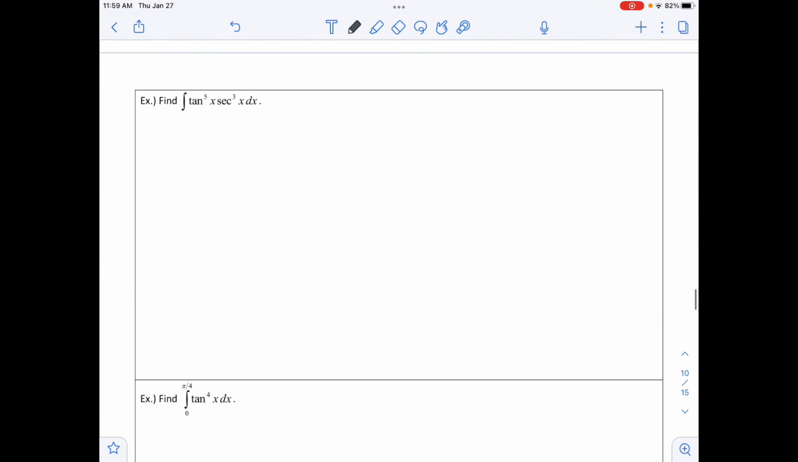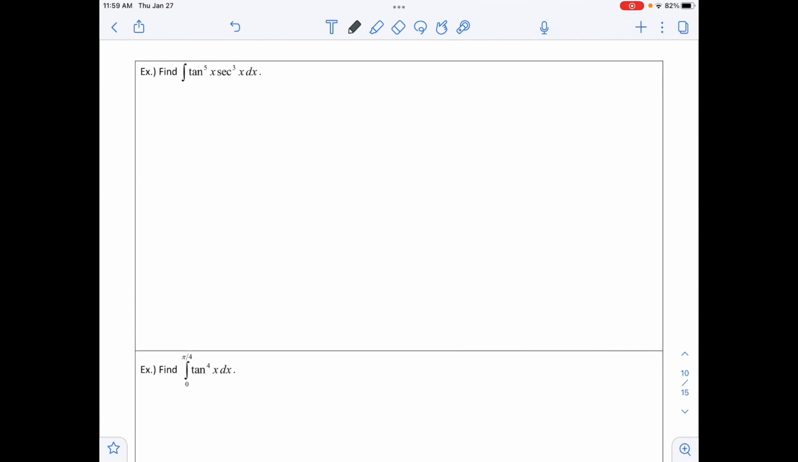The next example says find the integral of tangent to the 5th of x times secant to the 3rd of x dx. So for this case, we would think about using another u substitution, but this time, since tangent is odd and secant is odd, this would be dealing with that second case that we had on the previous page. And so for this, I need to break off a tangent x and a secant of x. So this would now be equal to the integral of tangent to the 4th x, secant squared x, times secant x, tangent x, dx.